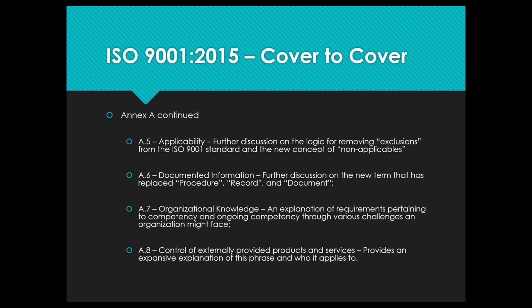A7 is called organizational knowledge. This was another, similar to risk, another new idea that was introduced with 9001, so it warranted its own explanation. And then finally we have A8, which is called control of externally provided products and services. And this gives us some idea of who we're referring to and how those controls are supposed to work.